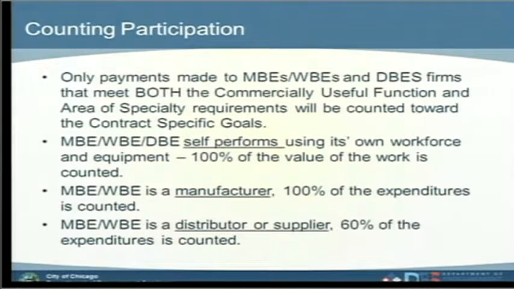An MBE or WBE that self-performs, using its own workforce and equipment, will count as 100% towards that goal, depending on what percentage of that goal has been allocated to you. A minority or woman business enterprise that is a manufacturer will count as 100% of the expenditures. So whatever you spend, if you're the manufacturer, will count towards that goal. A minority or woman enterprise that is a distributor or a supplier will count as 60%. Of course, you will pay the 100%, but only the 60% will count towards the goal. Okay?